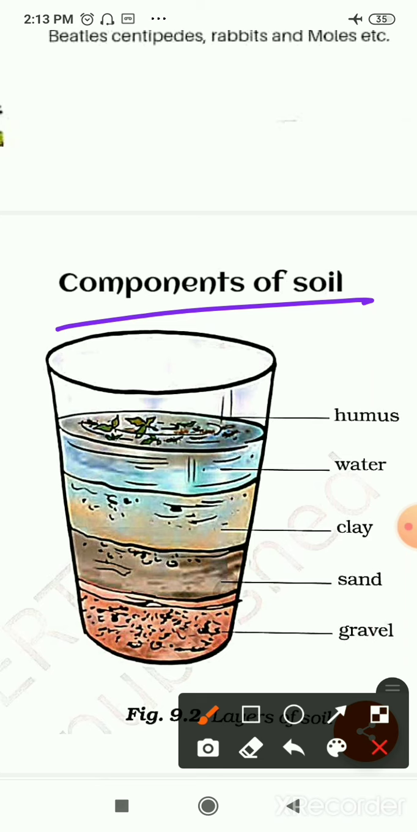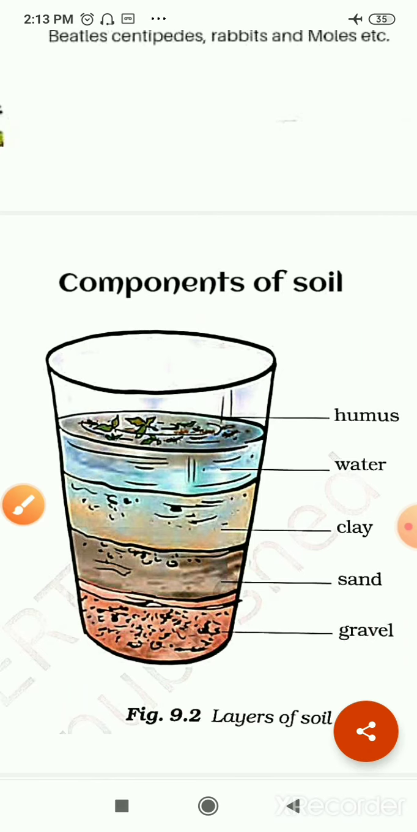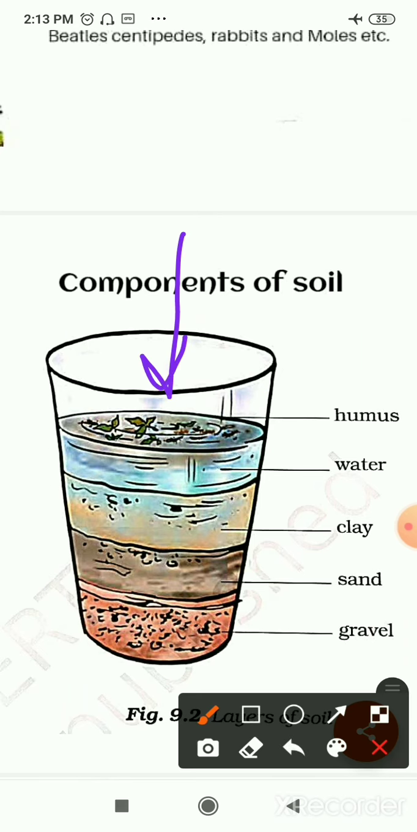For that we need one glass, and we need the soil, and if it is garden soil then it will be good, and some water, right? Then we will take a glass and fill it with water. Water is filled in it, and now put some soil. You have to put some soil into it, collected from the garden, as I told you.